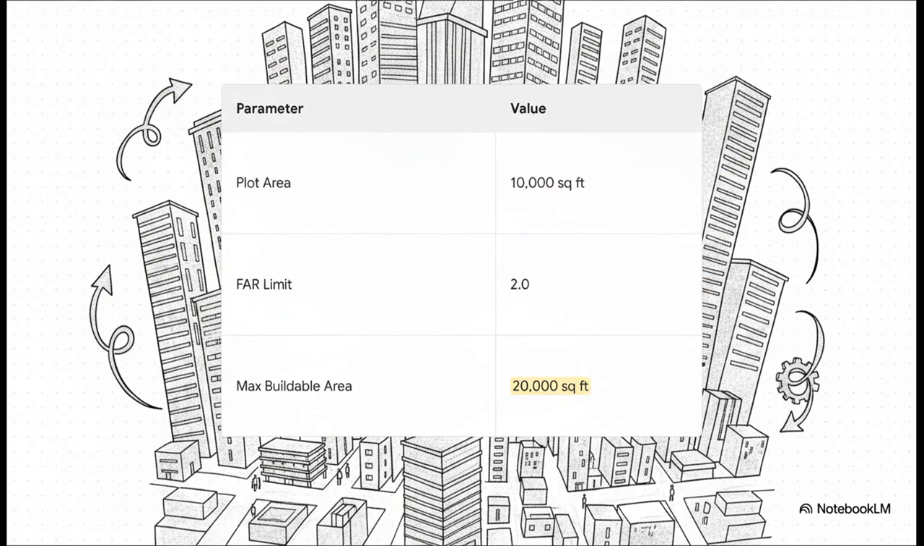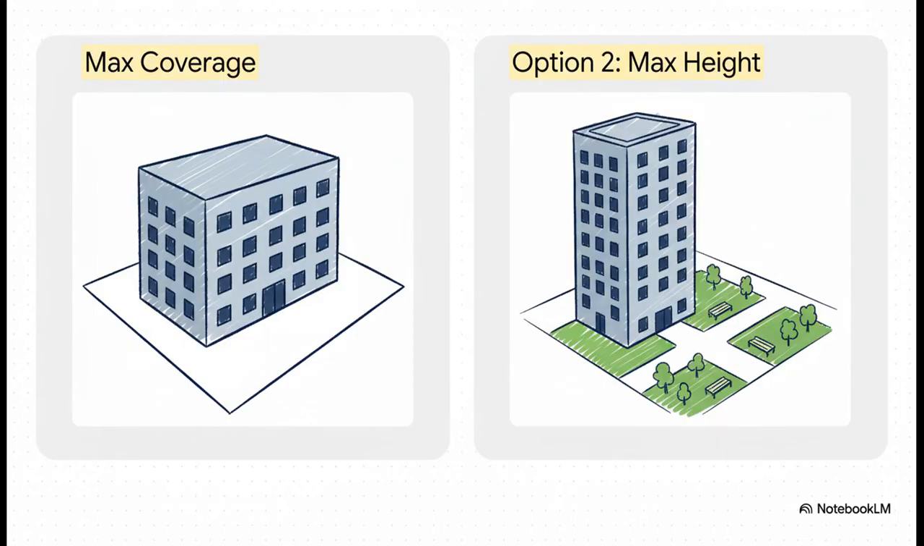But what if you're in a much denser, more urban area? In that case, the FAR might be way higher, let's say 2.0. On that very same 10,000 square foot plot, you can now build a total of 20,000 square feet. That is 4 times more than our last example. And once again, you have some strategic choices to make. You could build a 2-story building that covers the entire plot from edge to edge, or you could go vertical and build a 4-story building on just half the land. It's pretty clear. A higher FAR definitely encourages taller, denser buildings.